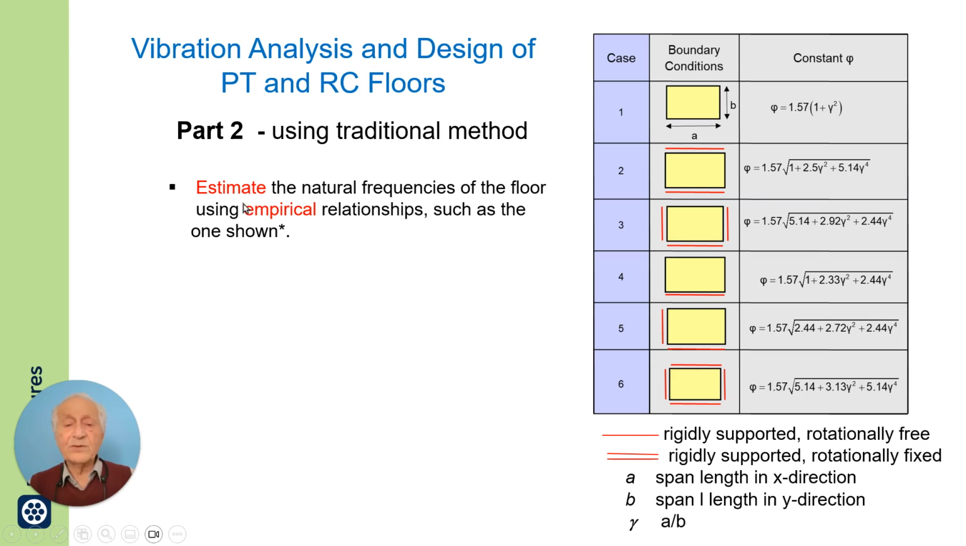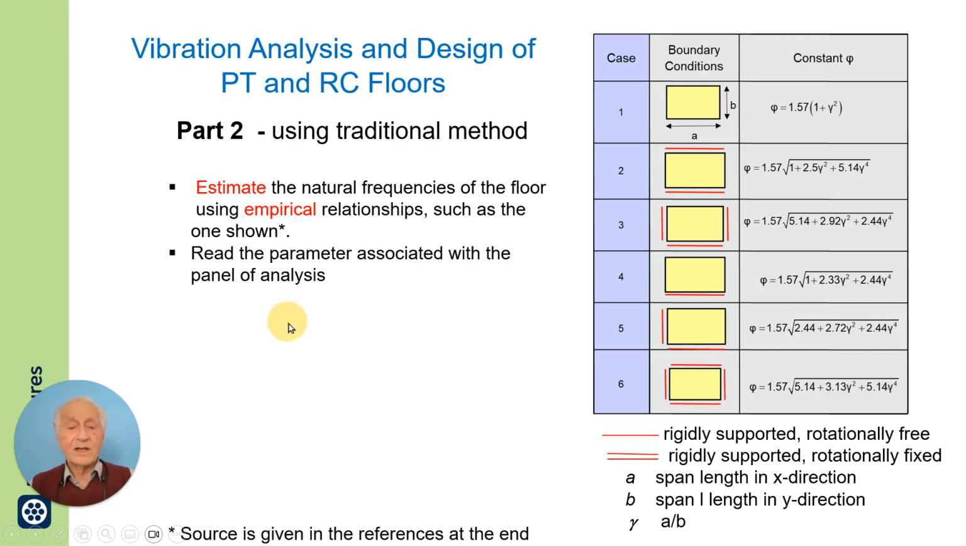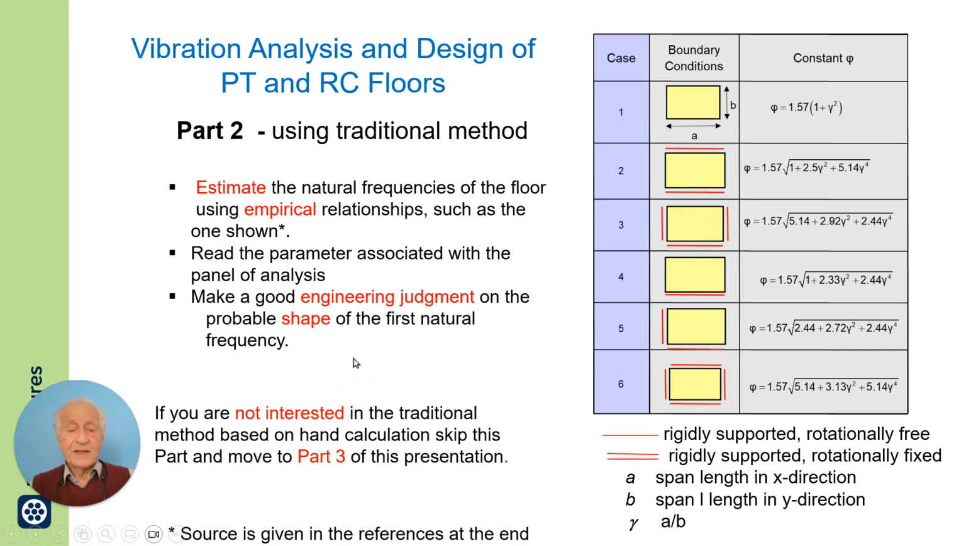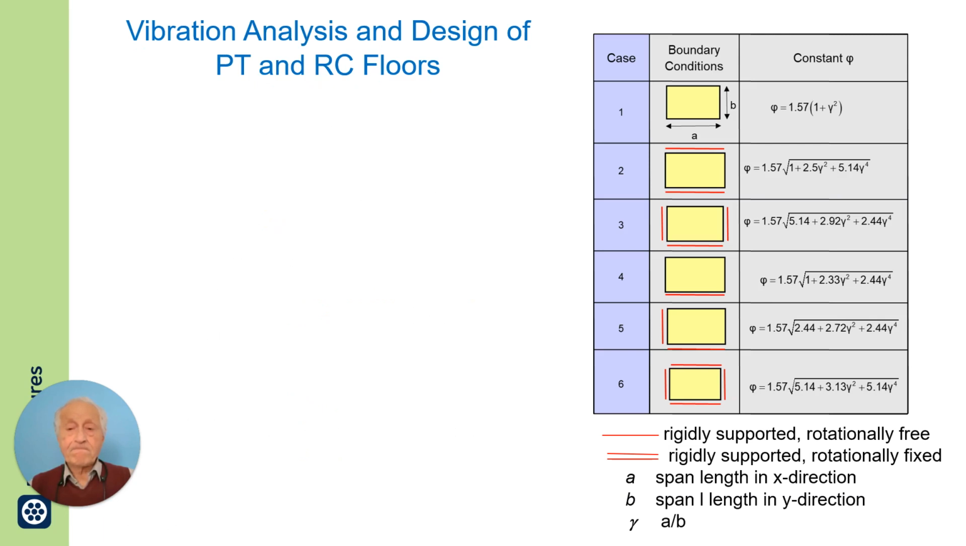And you come here and you estimate the natural frequency of the floor using empirical table like the one I have here. You read the parameters associated with the boundary condition, and obviously you may have to make some engineering judgment regarding the shape of the mode. We will get to that shortly. Good. Then you read the formula associated with the panel you selected, and based on the aspect ratio, you calculate this constant, phi. And you bring the constant here, you calculate the frequency.